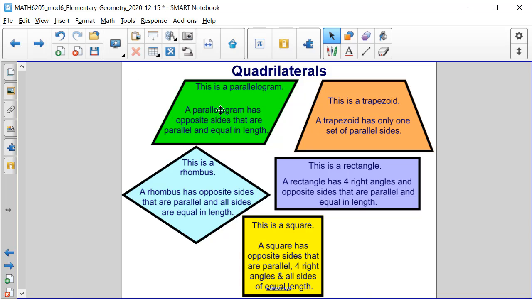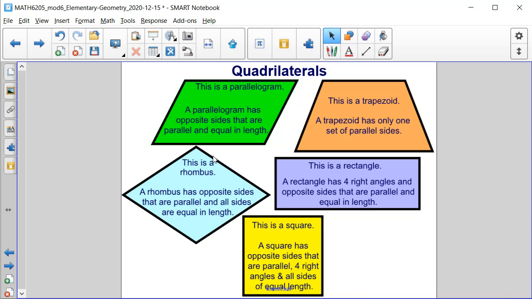This slide shows the quadrilaterals that we will be encountering in this unit. The first one is a parallelogram. A parallelogram is a quadrilateral that has opposite sides that are both parallel and equal in length. The next type of quadrilateral is called a rhombus.